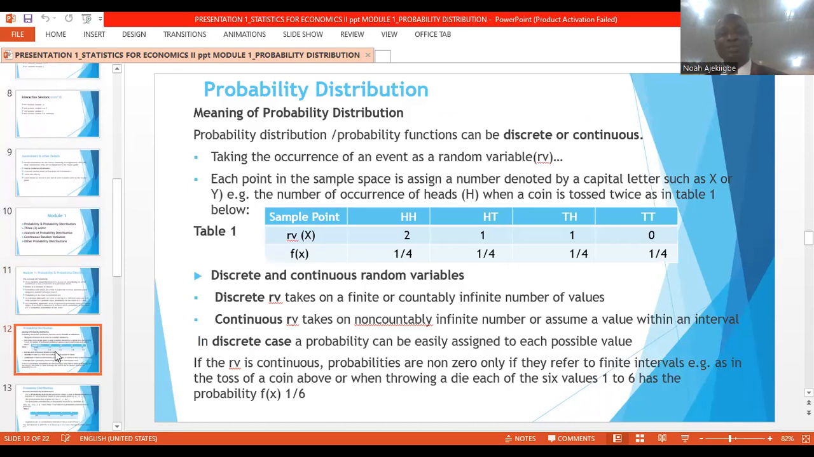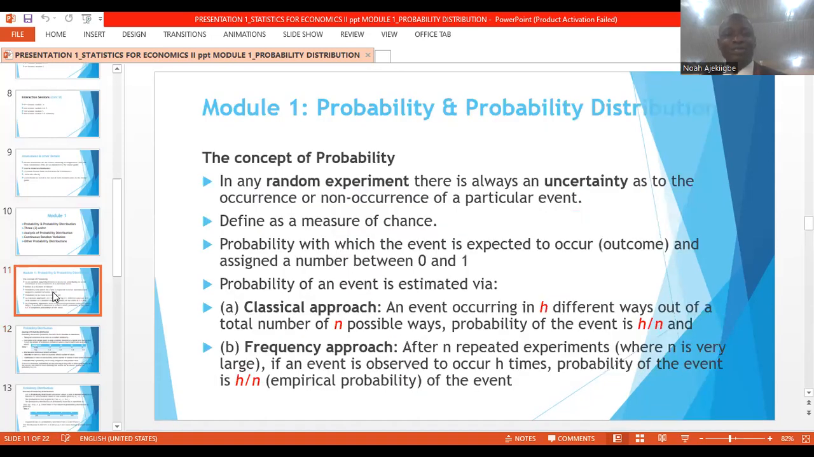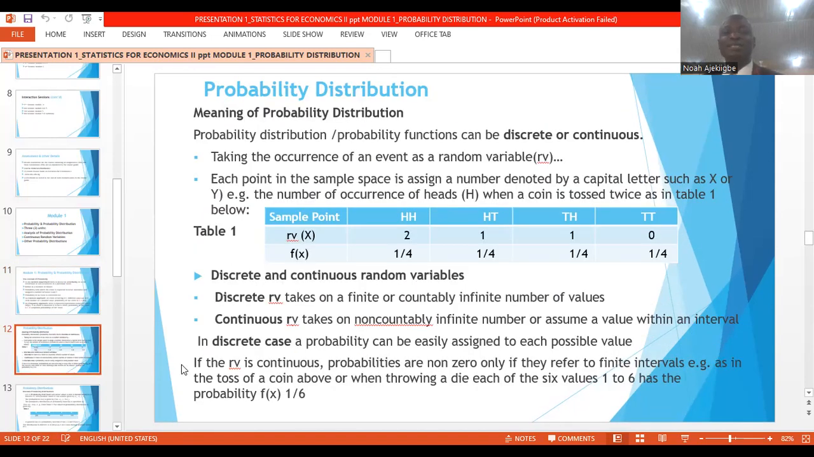When we look at probability distribution or probability functions, as the case may be, it can be a discrete or continuous probability distribution. So if we are taking the occurrence of an event as a random variable, random in the sense that when you carry out the experiment, there are different ways the occurrence of the event can come up. Now we take the total number of possible ways that it can occur as a sample space. So we assign a number denoted by capital letter X, or Y in most cases, for a random variable.